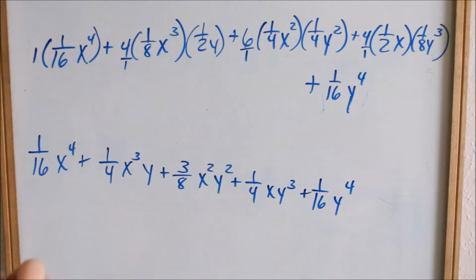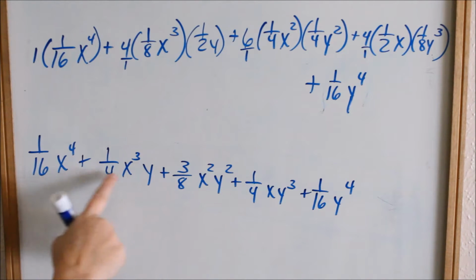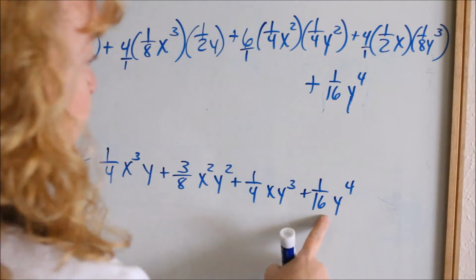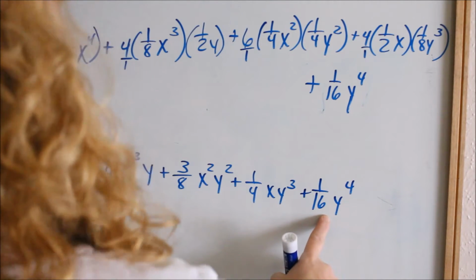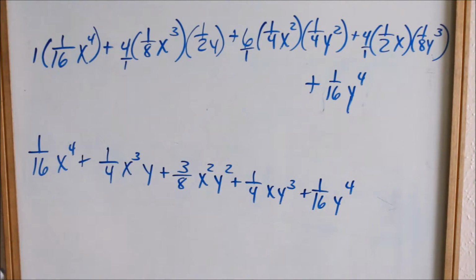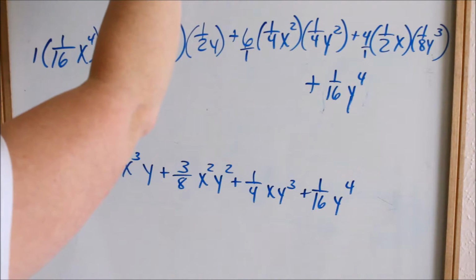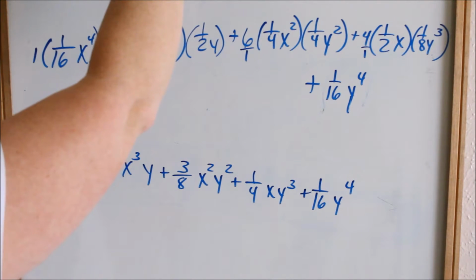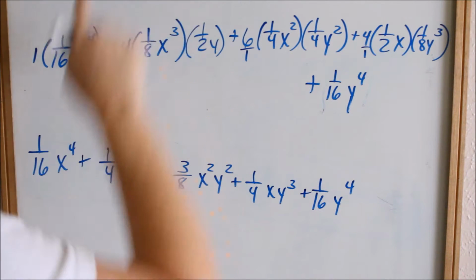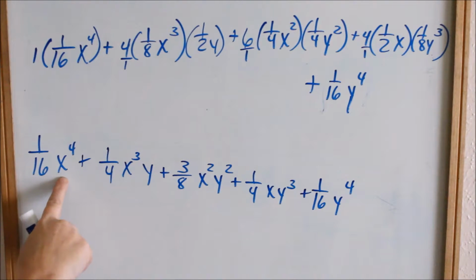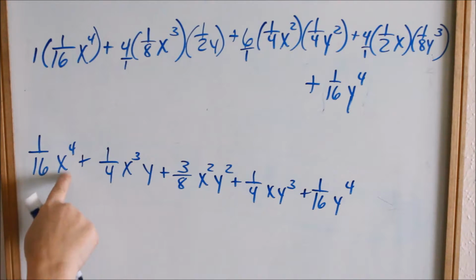So some things that I checked for. Do I have 5 terms? 1, 2, 3, 4, 5. Yes, I should have 5 terms. My highest exponent is going to be a 4. And since my x is first, my highest exponent will be on the x first. So I can come down here. Yes, my highest exponent is on my x and it's 4.